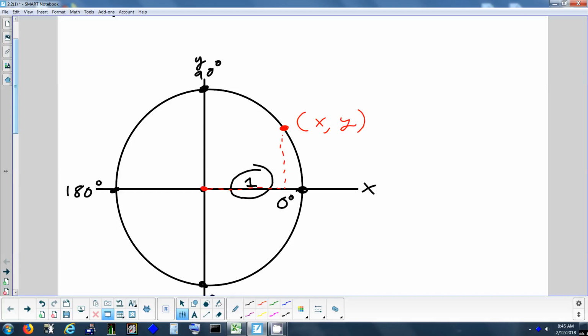Okay, so the big idea is that for any point you put on this circle, wherever you put it, there's a coordinate that represents that point. That's what you're trying to find. What is the coordinate for that point? What's the x? What's the y? Now, we can't find the coordinate for just any random point. We can only do it for certain ones.